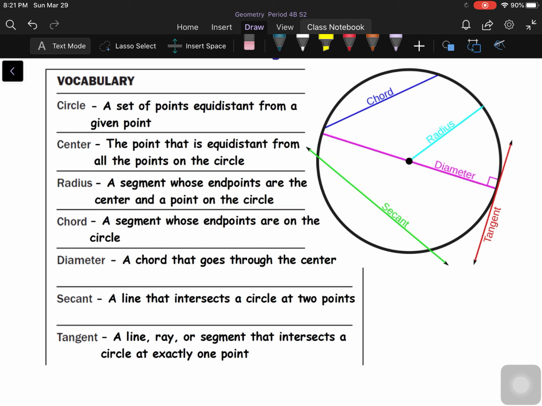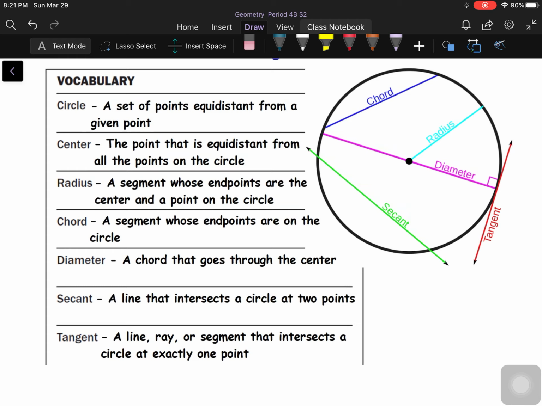A chord is a segment whose endpoints are on the circle. A diameter is a very specific chord. It's a chord that goes through the center of the circle. A secant is a line that goes through 2 points on a circle. And a tangent is a line, ray, or a segment that touches the circle at one point.